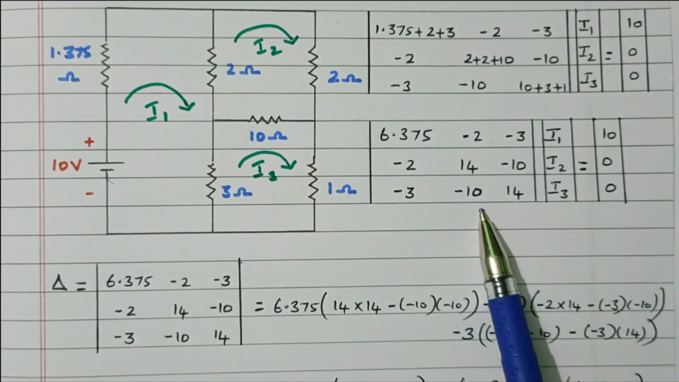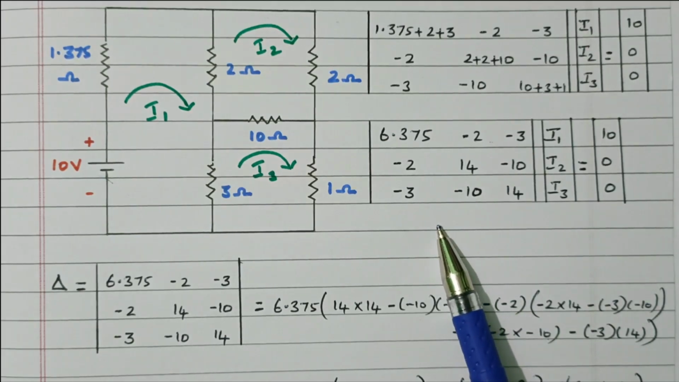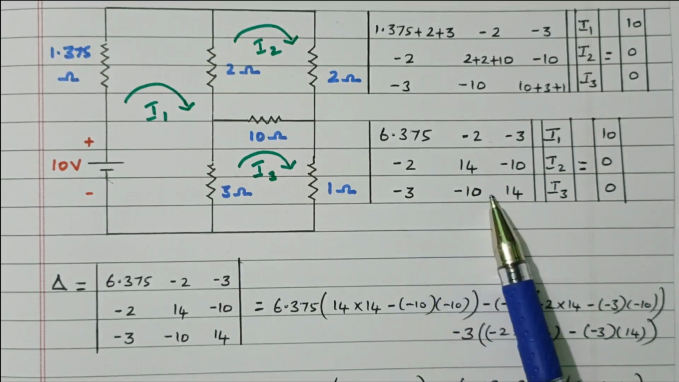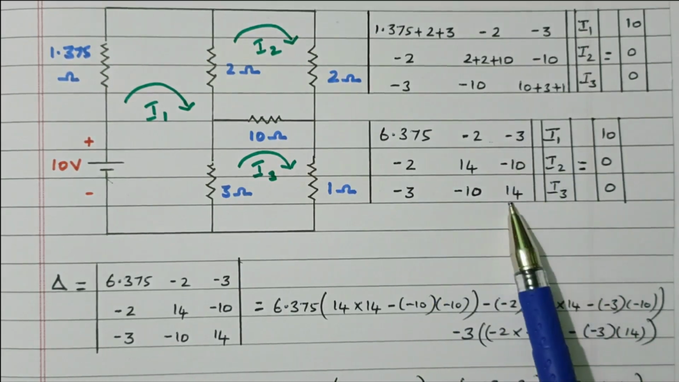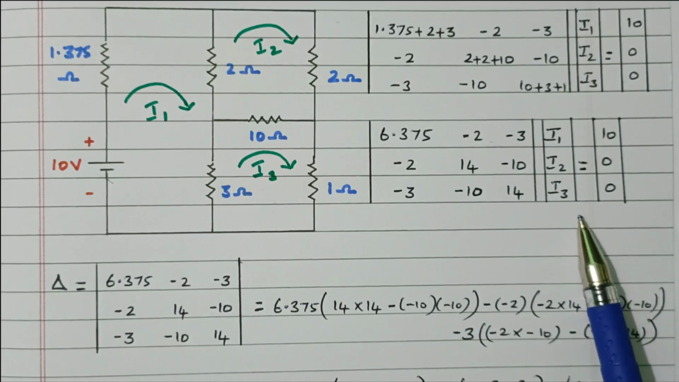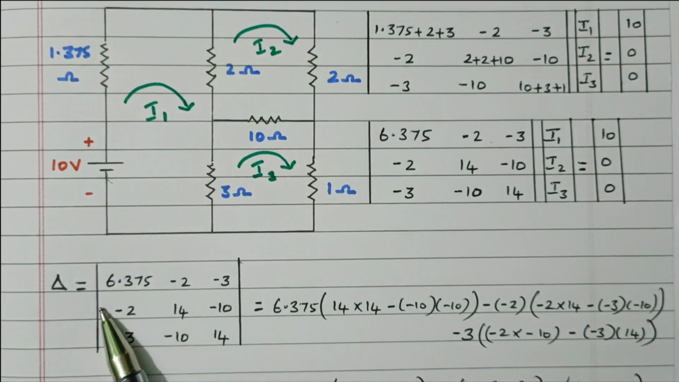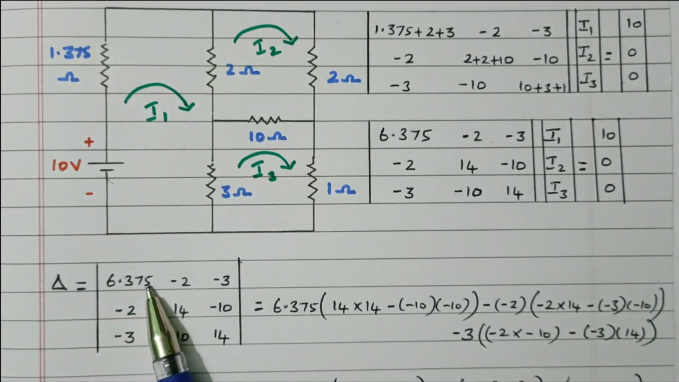Now we need to find the I3 value. I3 is very similar to the previous case, delta 3 by delta. So first we will find delta. Replacing the third column with the voltage matrix will give delta 3. From this we can find I3. That should be 2 ampere. Right. So this delta value is available here, 6.375.